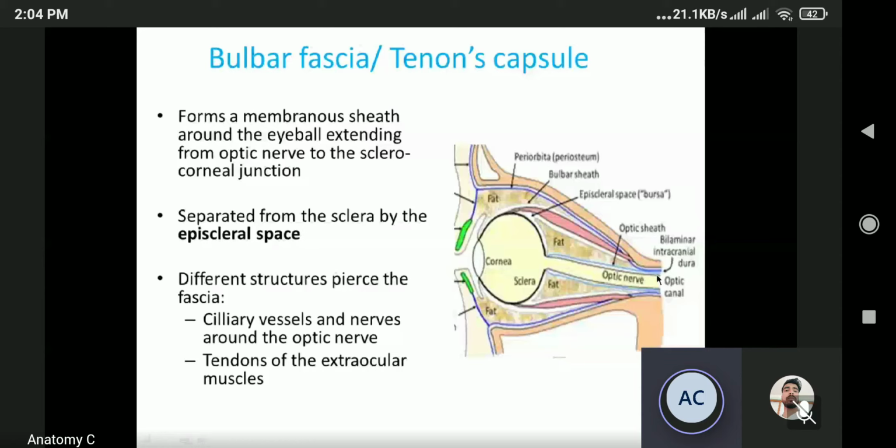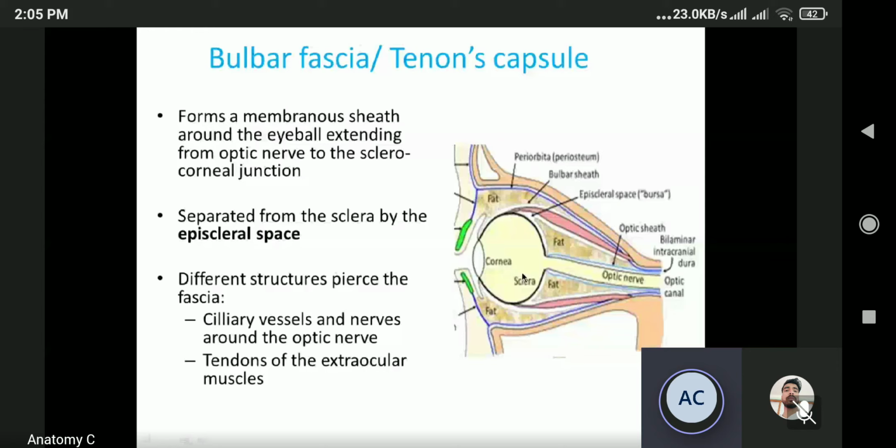It is separated from the sclera. This is the sclera. So it is separated from the sclera by the episcleral space, or here will be the bursa. It is separated by this bulbar fascia. Look at it. This bulbar fascia is separated from the sclera by this space that is called the episcleral space. And different structures pierce this bulbar fascia, you can see the different structures piercing it, that is ciliary vessels and nerves around the optic nerve, and tendons of the extraocular muscles will also pierce this. Okay? Tendons of the extraocular muscles.